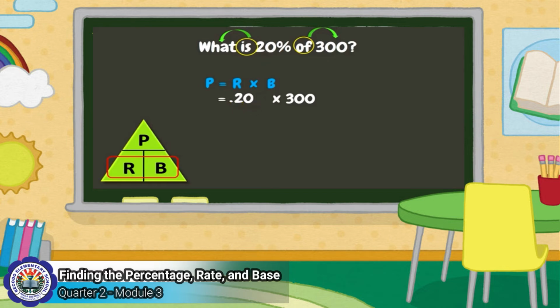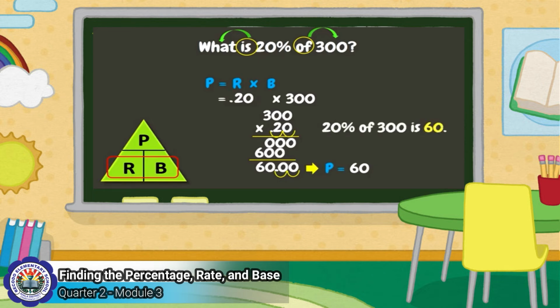Now you are ready to multiply. 300 times 0.20. 0 times 300 is 0. 2 times 300 is 600. Now let's add. That gives us 6,000. Now since we have 2 decimal places here, let us move the decimal point 2 times to the left. There. Now our final answer is 60. Therefore, 20% of 300 is 60.